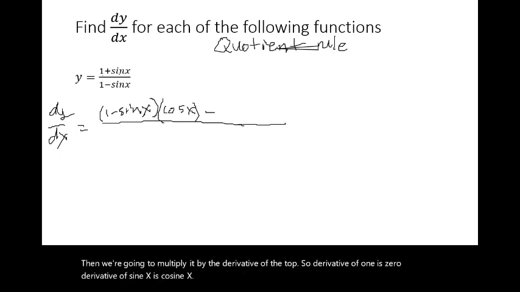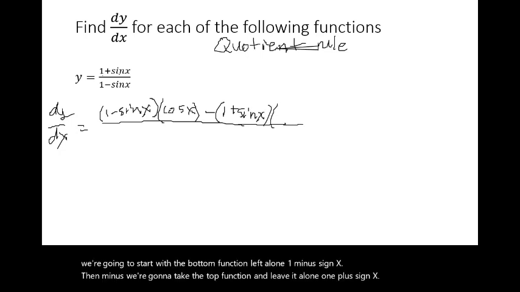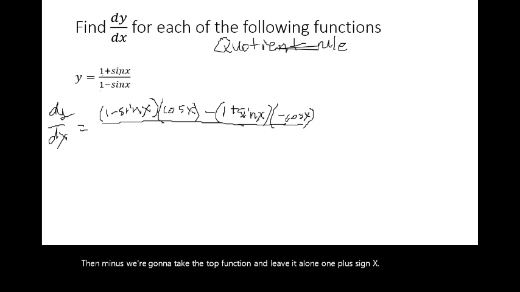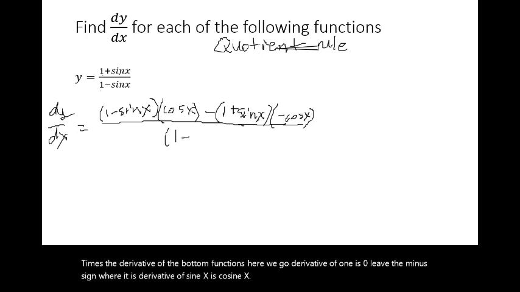Then minus, we're going to take the top function and leave it alone, 1 plus sine x, times the derivative of the bottom function. So here we go. Derivative of 1 is 0. Leave the minus sign where it is. Derivative of sine x is cosine x. All over the bottom function with parentheses around it, 1 plus sine x, parentheses squared.